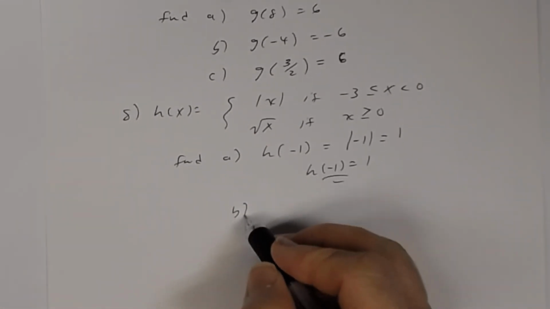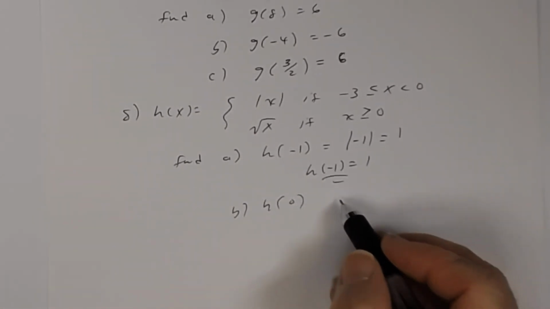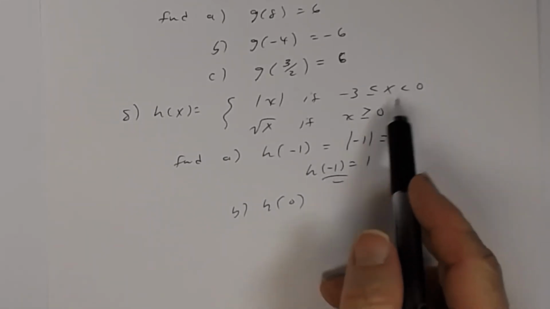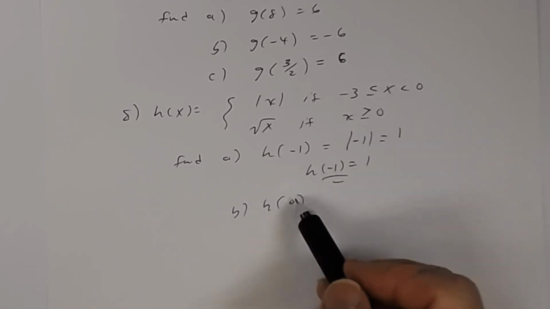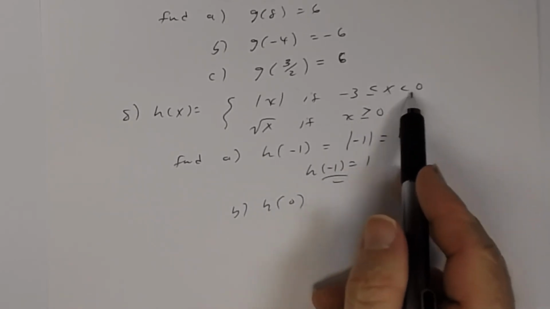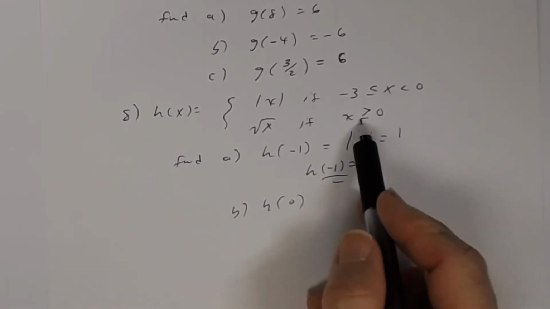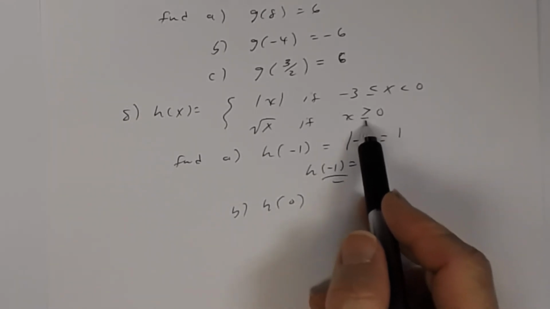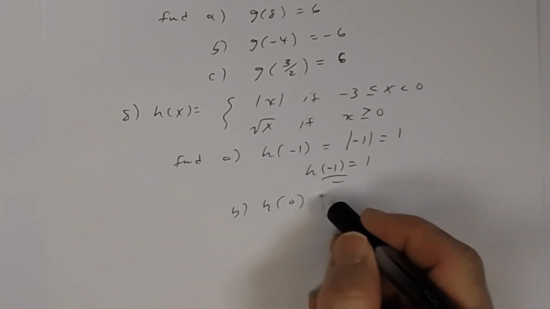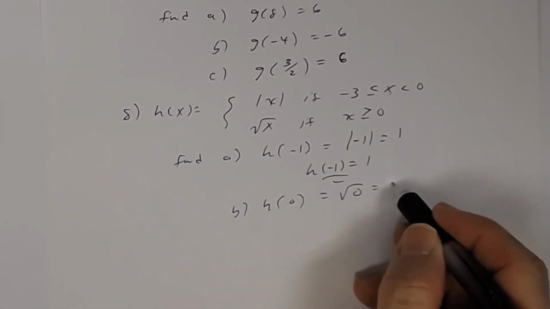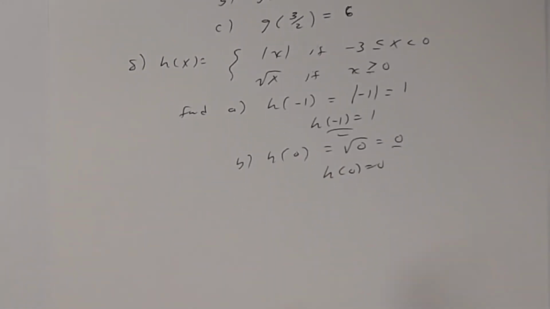B, suppose you want to find h of, let's say, 0. So again, you have zeros listed twice, so you got to make sure you use the right one. So you know it's not going to be this one, because if you let x be 0, 0 is not less than 0. But 0 is greater than or equal to 0. The equal sign is what makes it part of this one. So this becomes the square root of 0, which is a 0. So h of 0 is equal to 0.